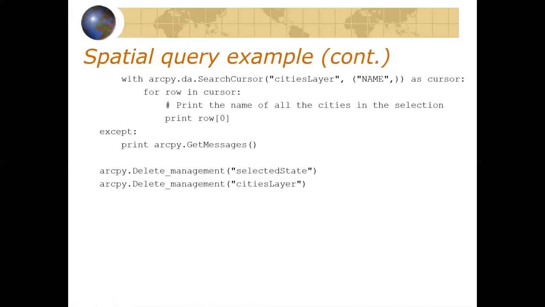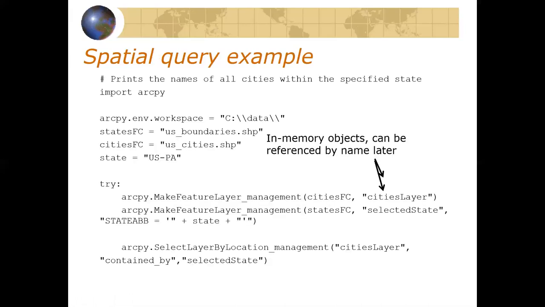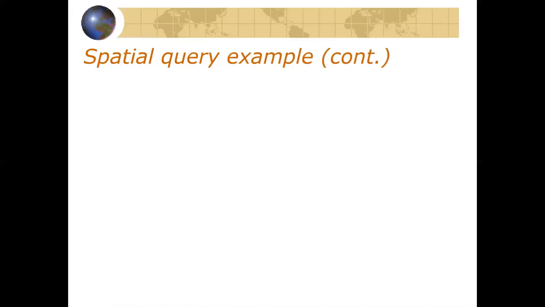Okay, so picking up on that code we were just looking at, let me go back again. I created the feature layers, I ran Select Layer By Location. After running that, this feature layer is going to have a selection applied to it. It's going to have a subset of its larger set of features selected. And now I can work with that selection.